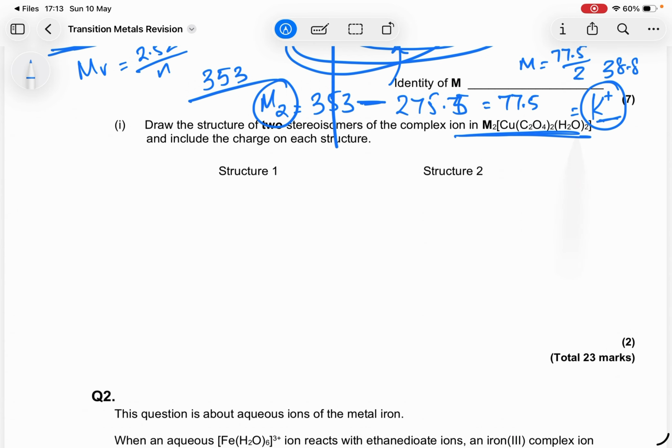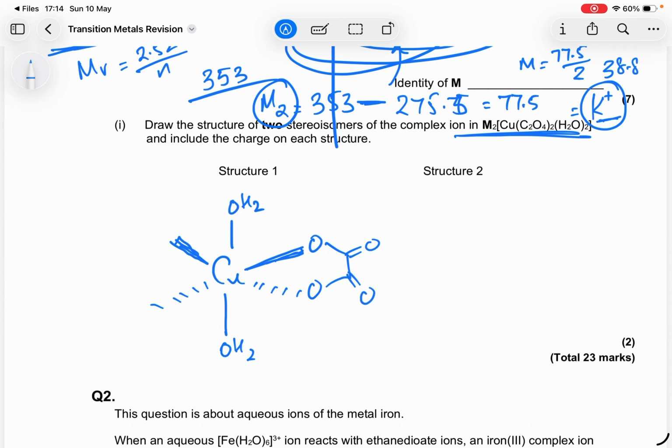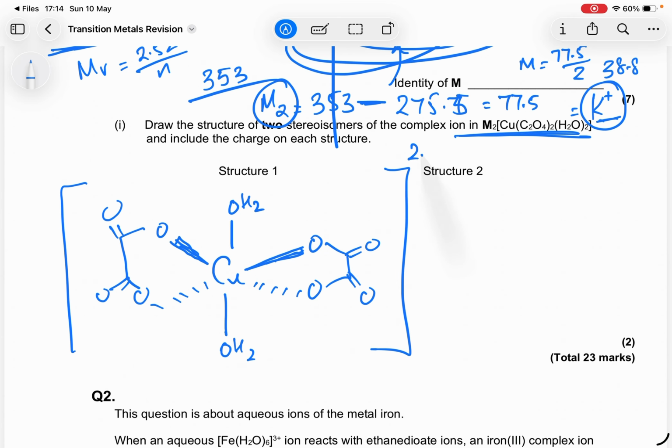Draw 2 structures. Now you've got to be able to draw structures properly. When you have an octahedral complex, my advice is to draw the skeleton, and because we are dealing with stereoisomers, we must always start with a 3D arrangement. I'm going to put my waters here, and I'm going to put my ethanedioate ion here, square bracket, and then the overall charge.